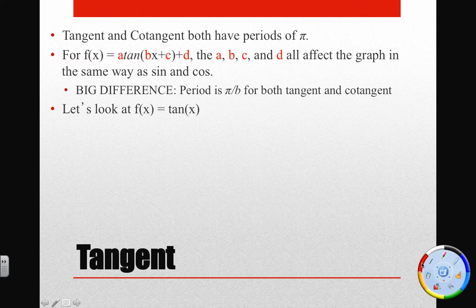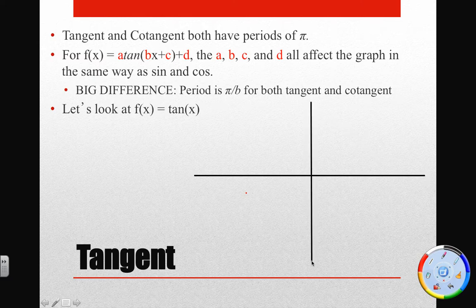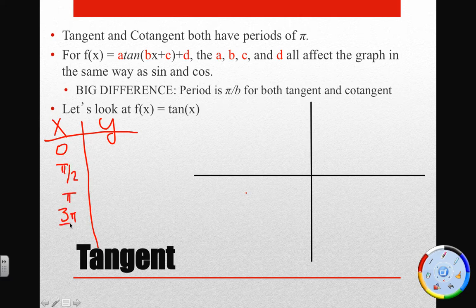So let's take a look at tangent of x. I'm going to draw some axes here, and we have to figure out what we're going to do with those axes. Let's try to take a look at some values on our table, kind of like we did with sine and cosine. Let's just try the same ones we did before.